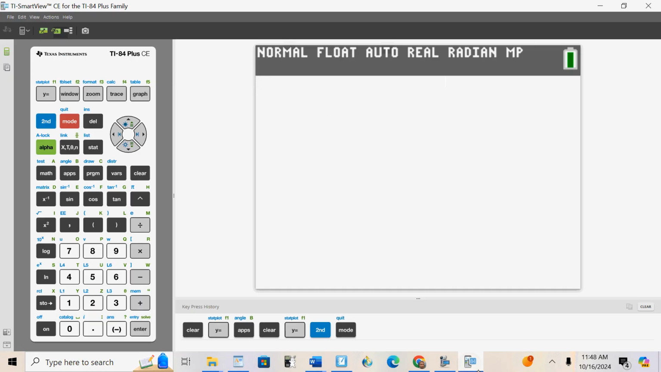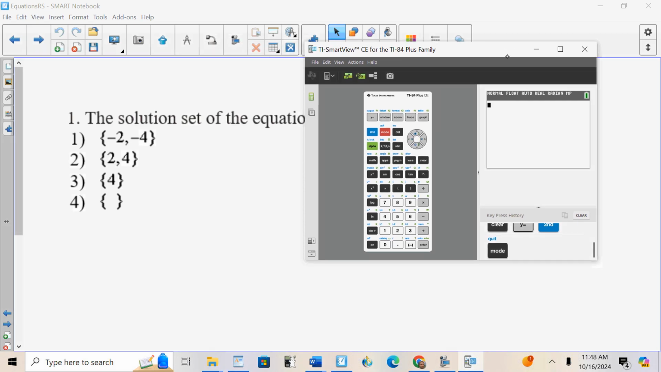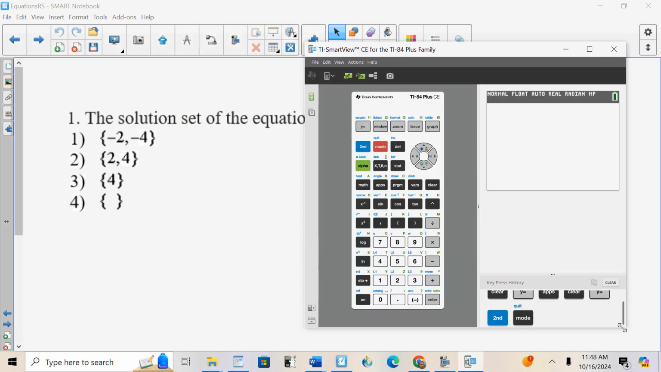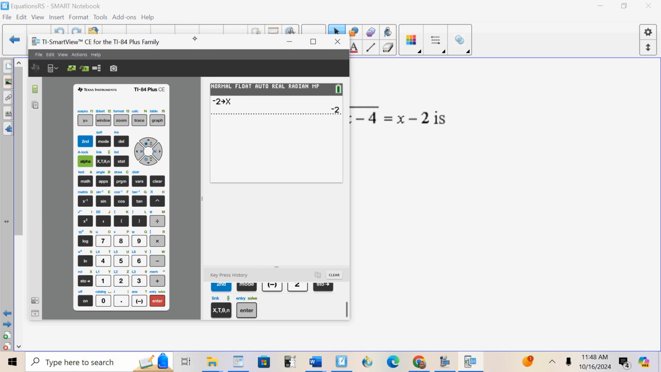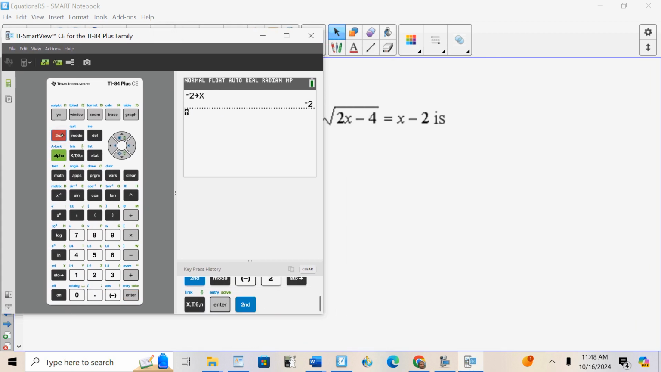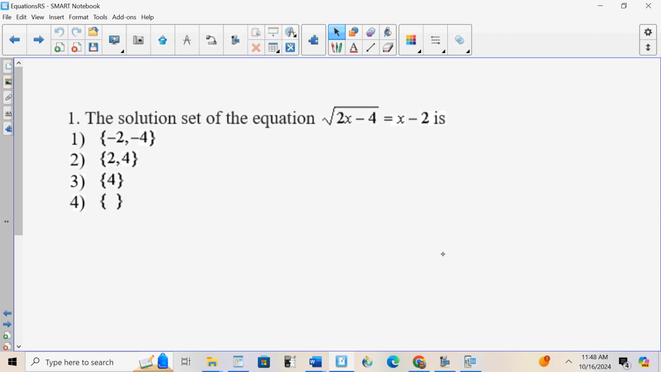Take each potential answer and we're going to substitute it in. So we've got choice 1, -2. So I'll do -2 store as x. I will type in the left-hand side, radical 2x minus 4. I'll type in the right-hand side. Nope, I won't type in the right-hand side since I get an error. That one's out.